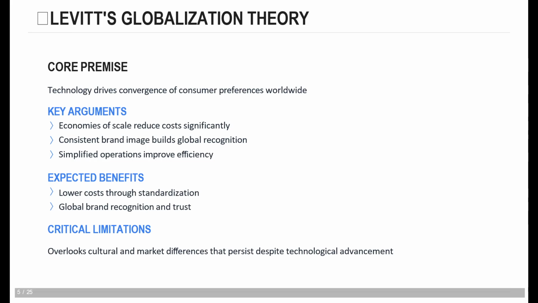But the critical limitations include that this approach can fail if it ignores important factors like legal or market differences. For example, a standardized product may not meet local tastes or regulatory requirements, leading to poor sales or legal issues. In early global campaigns, brands like Coca-Cola and McDonald's were inspired by Levitt's ideas, but both companies later realized the need for adaptation. Next slide.